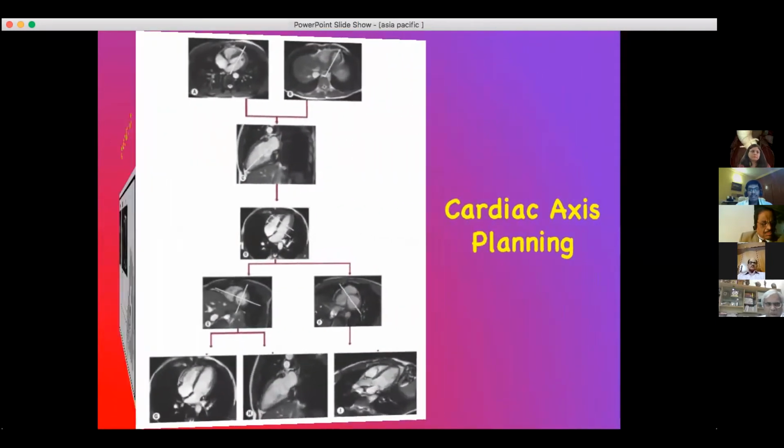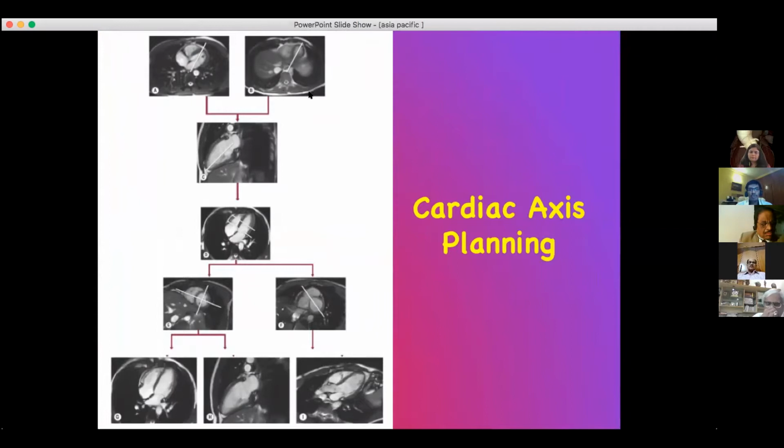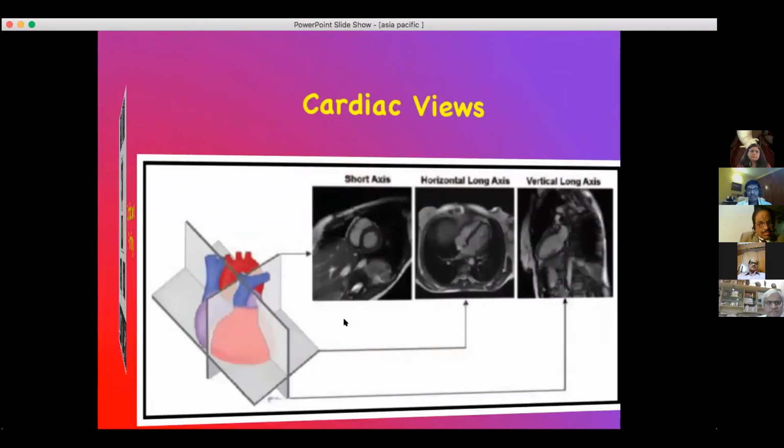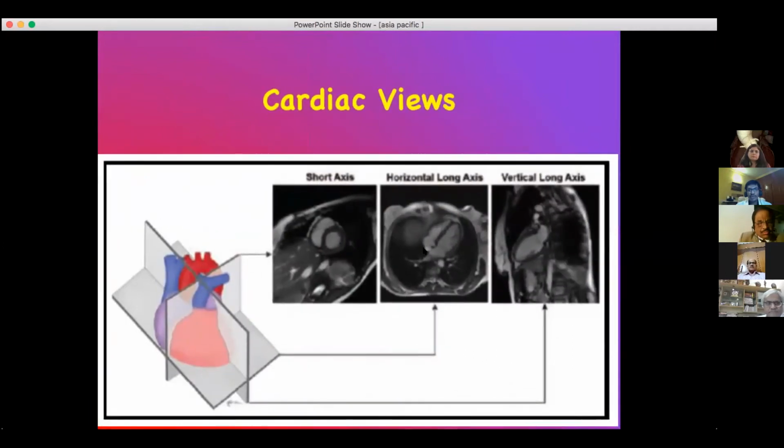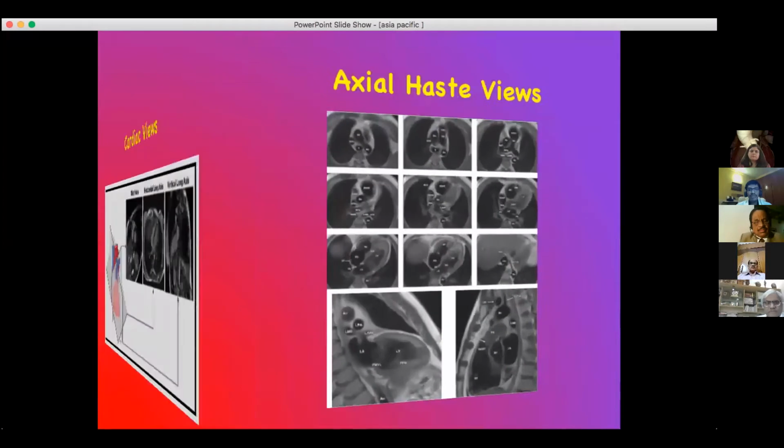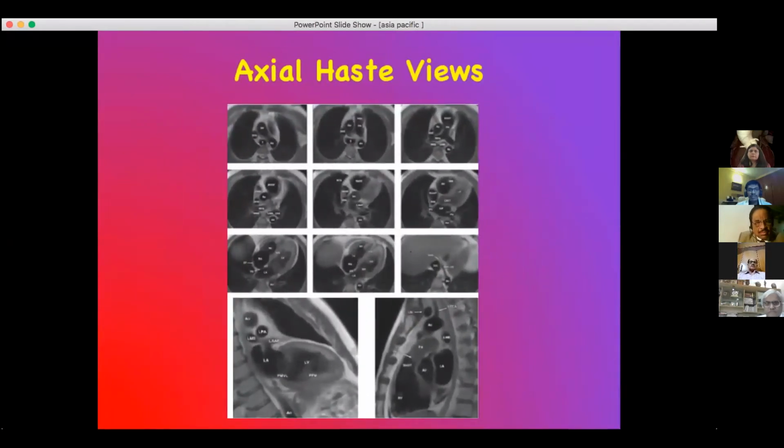This is a basic algorithm of what we do, right from the body axis, and then we move to a partial two-chamber, four-chamber, the short axis, and then we get the three standard workhorse views: the short axis view, the horizontal long axis, which is also called the four-chamber view, and the vertical long axis, which is the two-chamber view.